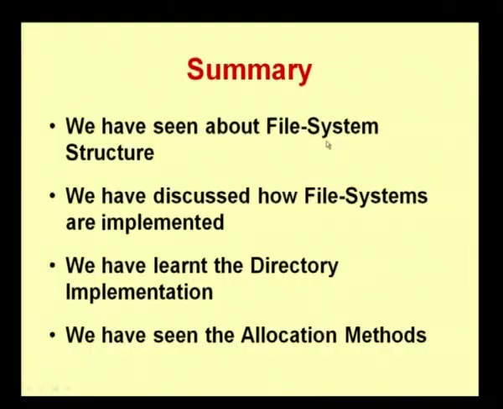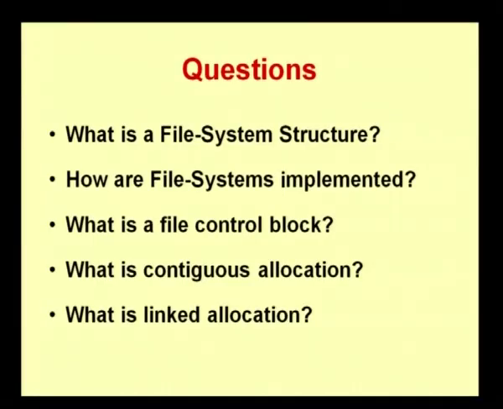We have seen the file system structure, we have discussed how file systems are implemented, we have learnt the directory implementation, and we have seen the allocation methods. Now we will find out the possible questions that could arise from today's lecture. Question number 1, what is a file system structure? Question number 2, how are file systems implemented? Question number 3, what is a file control block? Question number 4, what is contiguous allocation? Question number 5, what is a linked allocation?